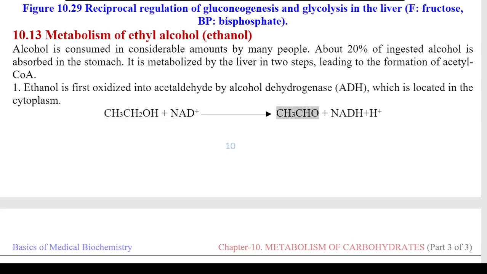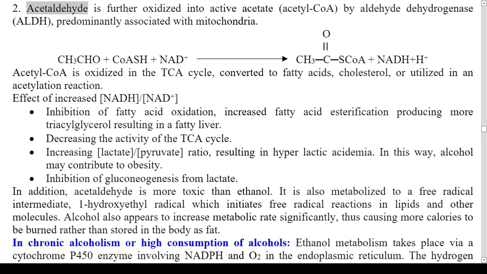CH3CH2OH plus NAD+ gives CH3CHO plus NADH plus H+. 2. Acetaldehyde is further oxidized into active acetate, acetyl-CoA, by aldehyde dehydrogenase, ALDH, predominantly associated with mitochondria. CH3CHO plus CoA-SH plus NAD+ gives CH3CO-SCoA plus NADH plus H+. Acetyl-CoA is oxidized in the TCA cycle, converted to fatty acids, cholesterol, or utilized in an acetylation reaction.